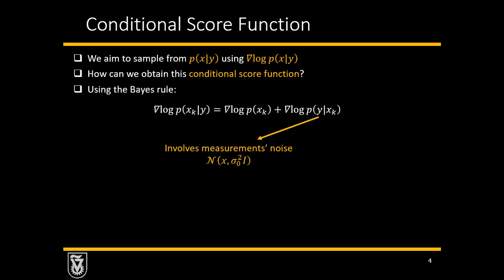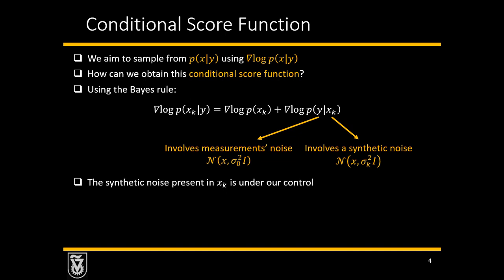Let's examine it for a minute. We have y, which has the original noise in the measurements, which is of standard deviation sigma_0, and we have x_k, which is the running parameter that we run with during the iterative algorithm. It has a synthetic noise that we control of standard deviation sigma_k, which starts very high, close to sigma_0, and ends up being very close to 0, sigma_L.